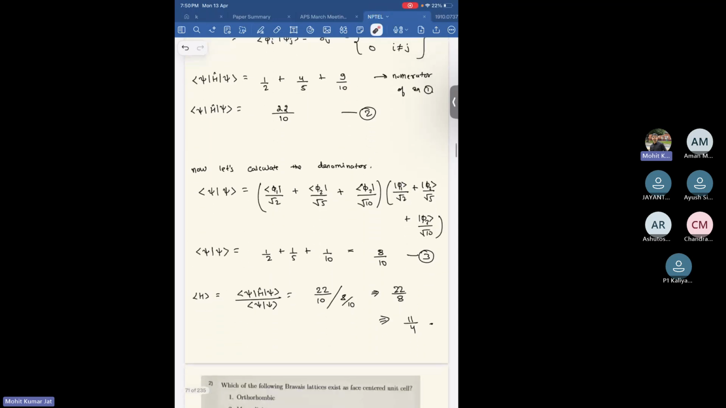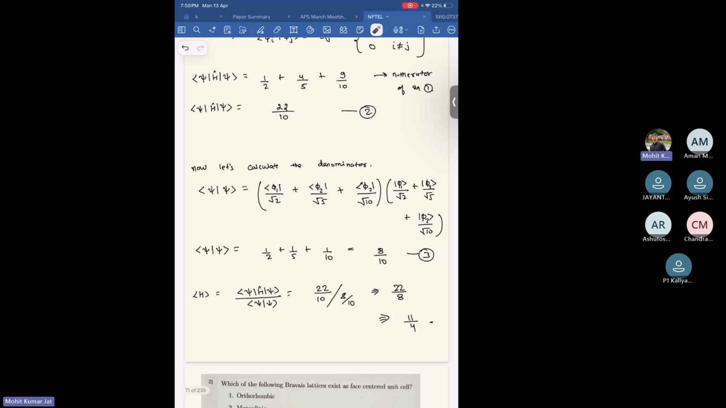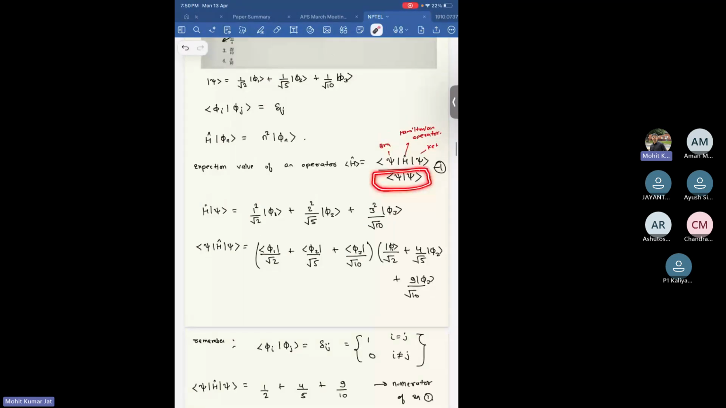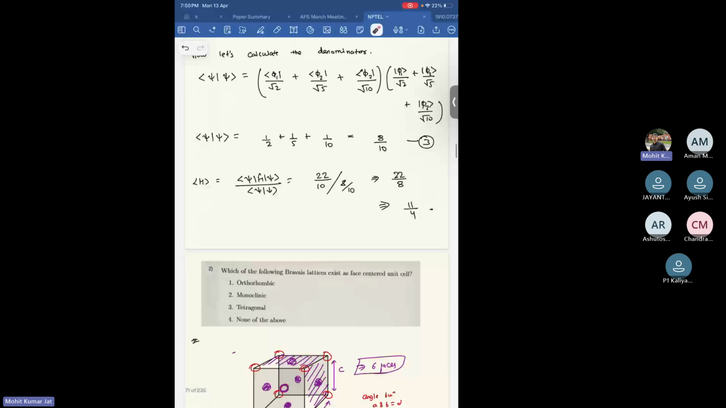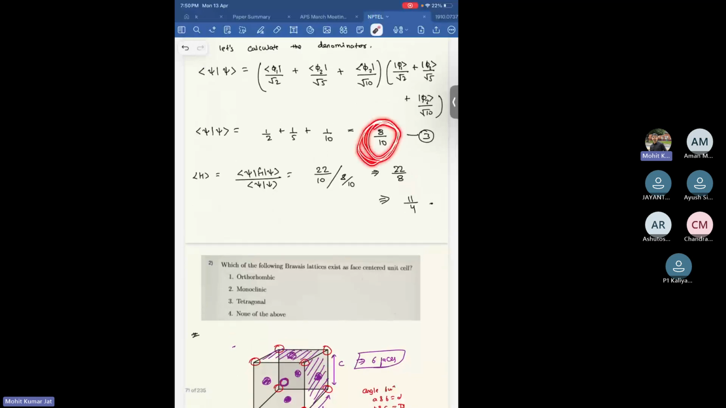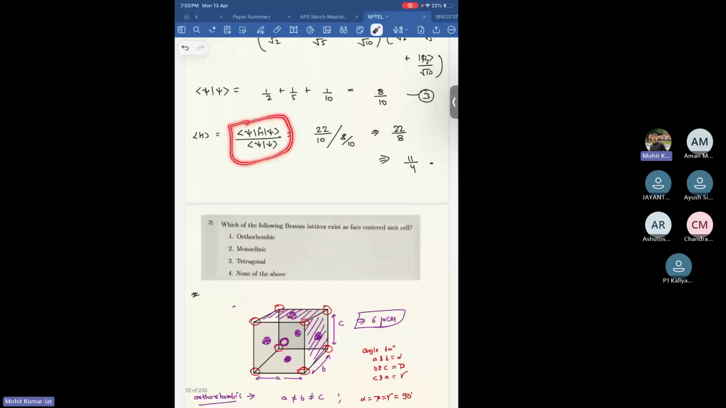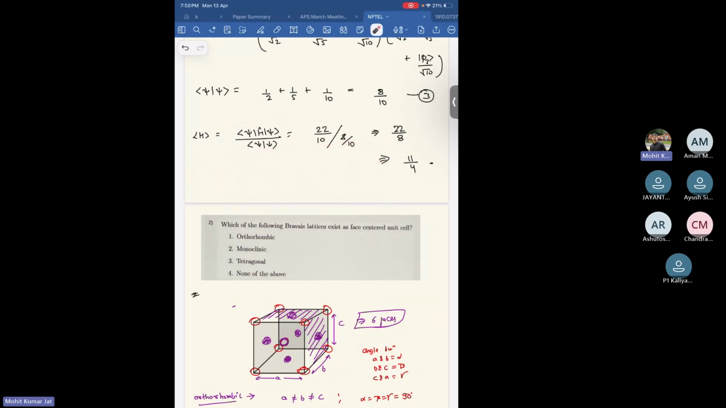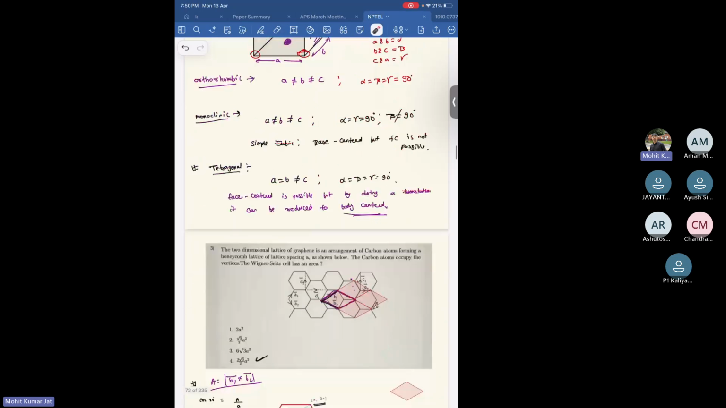And if you do so, you get 22 by 10. And now we calculate the denominator, which is again the normalization factor. The denominator turns out to be 8 by 10. So the total will be the numerator, which we calculated as 22 by 10, divided by 8 by 10. This will give 11 by 4. That's how you calculate the expectation value, right?